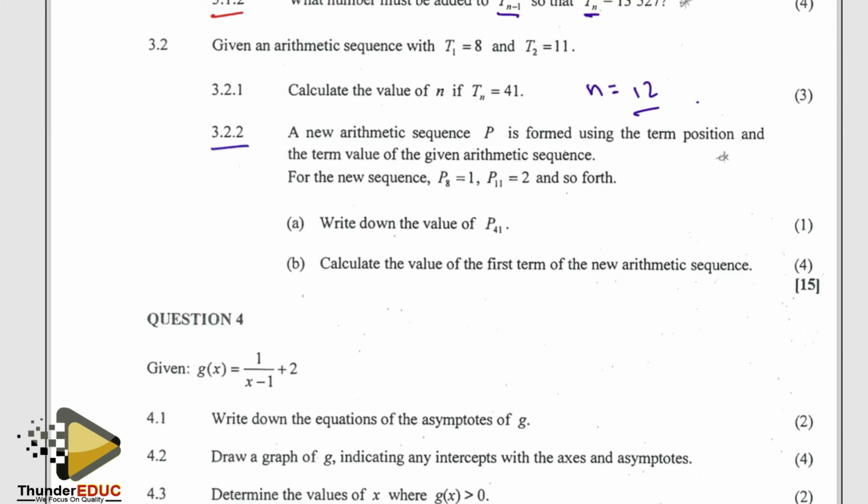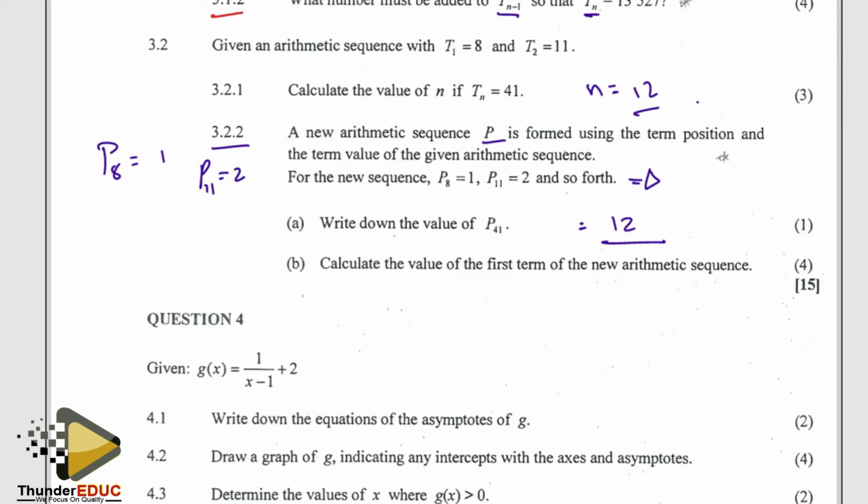Then 3.2.2 is a new pattern, that is P, using the term position and the term value, which means P8 is 1, P11 is 2. In other words, things are being switched around. Chances are high this is going to have some fractions. They want us to get P41. We just switch the values. So I'm going to say P41 is 12, because if n equals 12 in the first sequence is giving us 41, which means P41 must be 12. That's why it's only 1 mark.